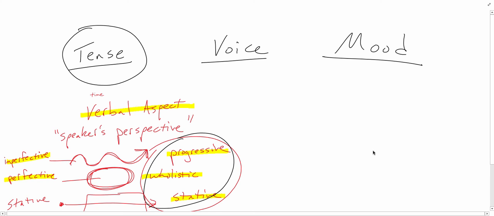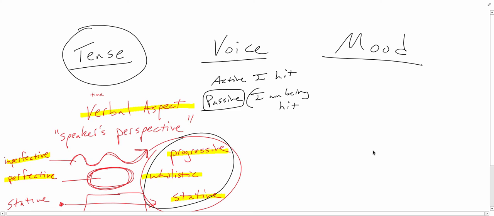The voice is who is doing the action. Is it active? The subject doing the action, like I hit. Is it passive? The subject receiving the action. I am being hit, right, by someone else, right? I, the subject, am passive. Or is it something called the middle voice? And the middle voice is something English speakers understand most easily as reflexive, like I hit myself.